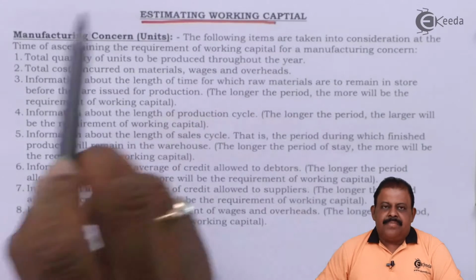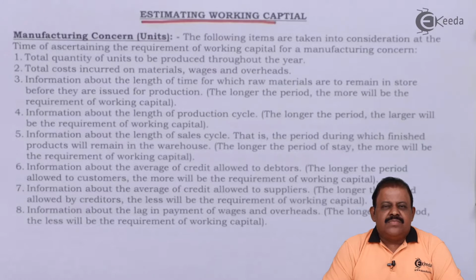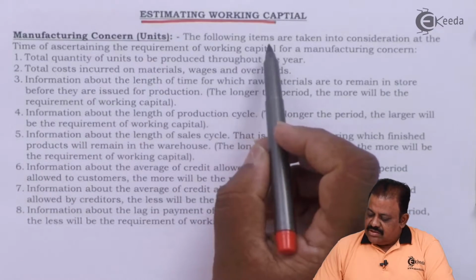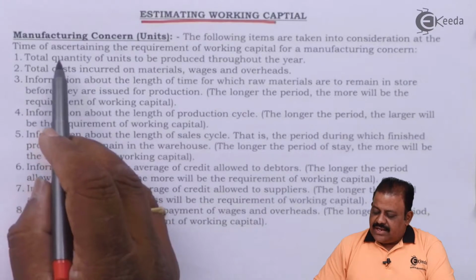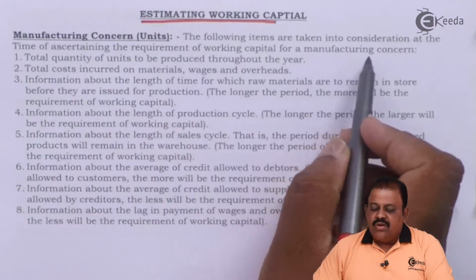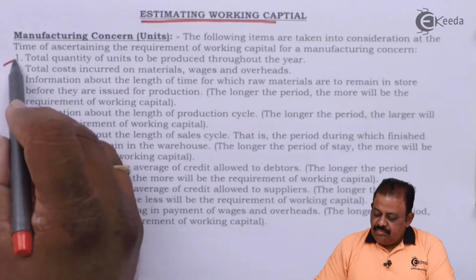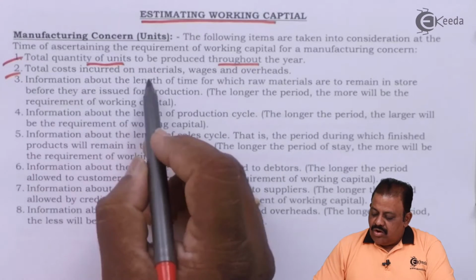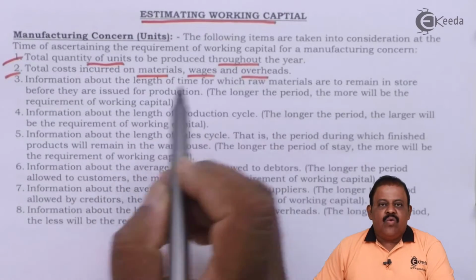Estimating working capital. See, the working capital required for the business is required to be financed by various sources. Therefore, it becomes necessary to judge the working capital requirement of a particular business. It depends upon the nature of business, whether it is manufacturing, trading or otherwise. Manufacturing concern units: the following items are taken into consideration at the time of ascertaining the requirement of working capital for manufacturing concerns. Total quantity of units to be produced throughout the year. Total cost incurred on material, wages and overheads.